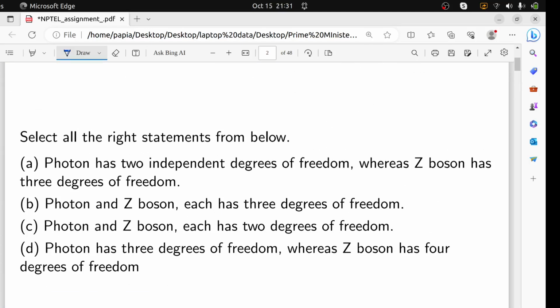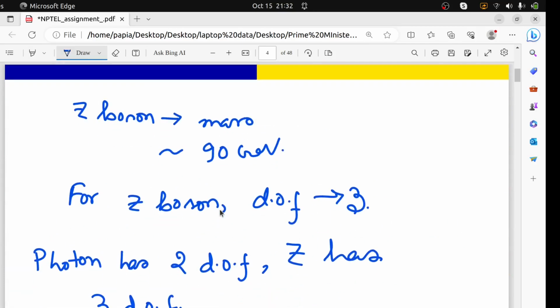Okay, so now coming to the options again. The first option says that photon has 2 independent degrees of freedom, whereas Z boson has 3 degrees of freedom, which is exactly correct. Now coming to options B, C and D. In option B, photon and Z boson each have 3 degrees of freedom. Obviously not, because I already told you photon has 2 degrees of freedom and Z boson has 3. Similarly, photon and Z boson each has 2 degrees of freedom. No, photon has 2, Z boson has 3. Photon has 3 degrees of freedom, whereas Z boson has 4. That is also not correct. So the correct option is A. So this is the first question. If you have any doubt, you can just ask me.